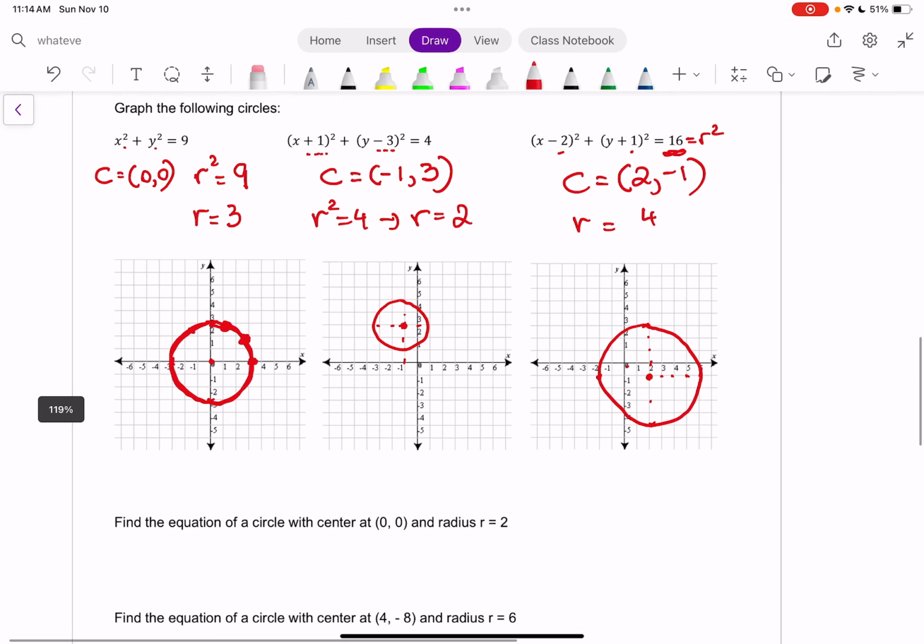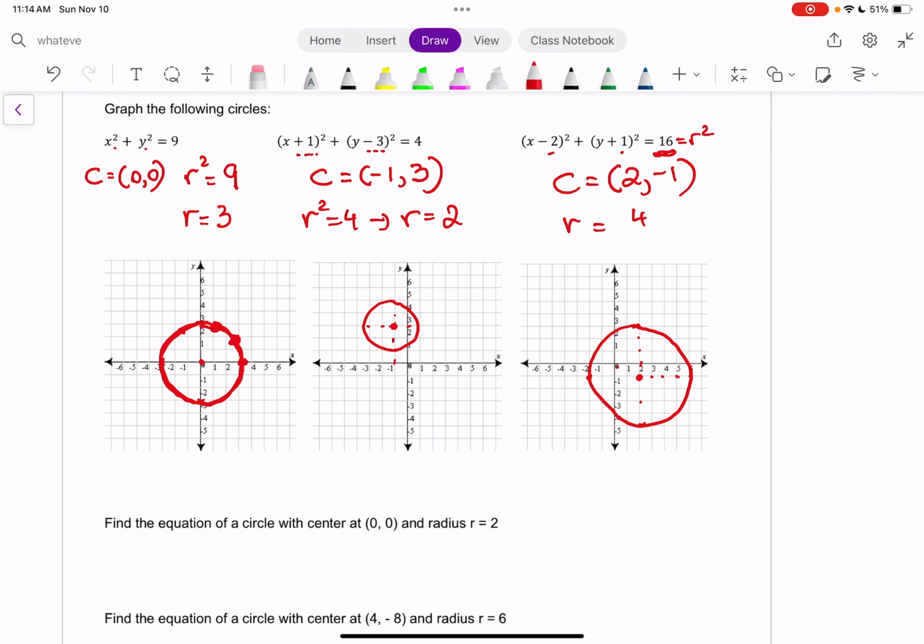Now, as always, we want to go forwards and backwards. Given the equation, draw the circle, or find me the center and the radius and graph the circle. And now we want to go backwards. Given the center and the radius, can we go back and write the equation of the circle? Sure, no problem. X minus 0 squared plus y minus 0 squared is equal to the radius squared. And 2 squared equals 4. And done.